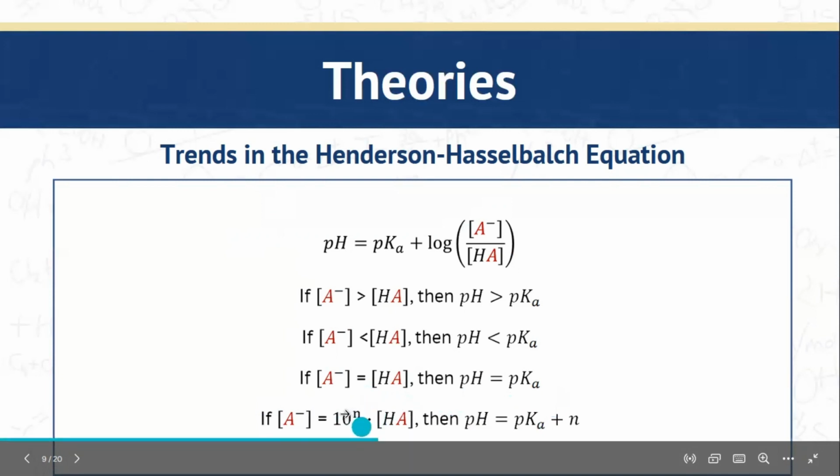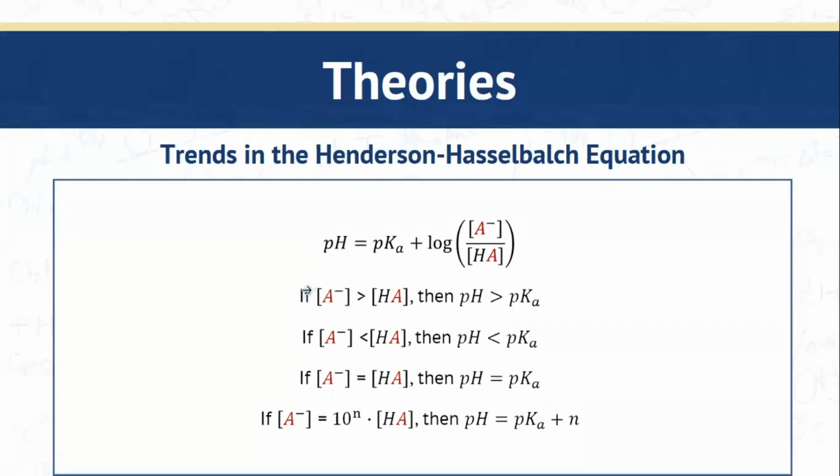Moreover, if we put this 10 to the n on the other side, then that means that there will be an n decrease in the pKa value relative to the pH. This is to make use of the log term here. And notice if we vary the concentration of the acid and the resulting conjugate base, we'll see that it has an effect on the pH value relative to the pKa value.